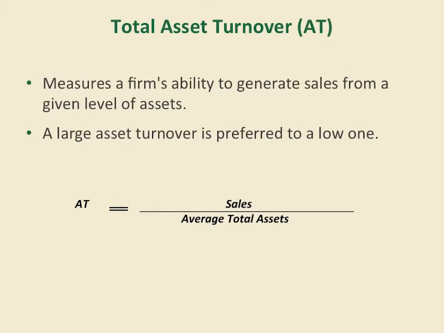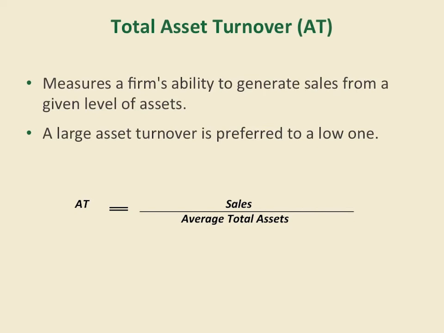The second part of the ROA model is the total asset turnover. It equals sales divided by average total asset. So this one indicates how much sales revenue can be generated from every $1 of average total assets. So it measures a firm's ability to generate sales from a given level of assets. Of course, we want this ratio to be high. That just means that the firm is very efficient in generating sales revenue from every $1 of total asset.